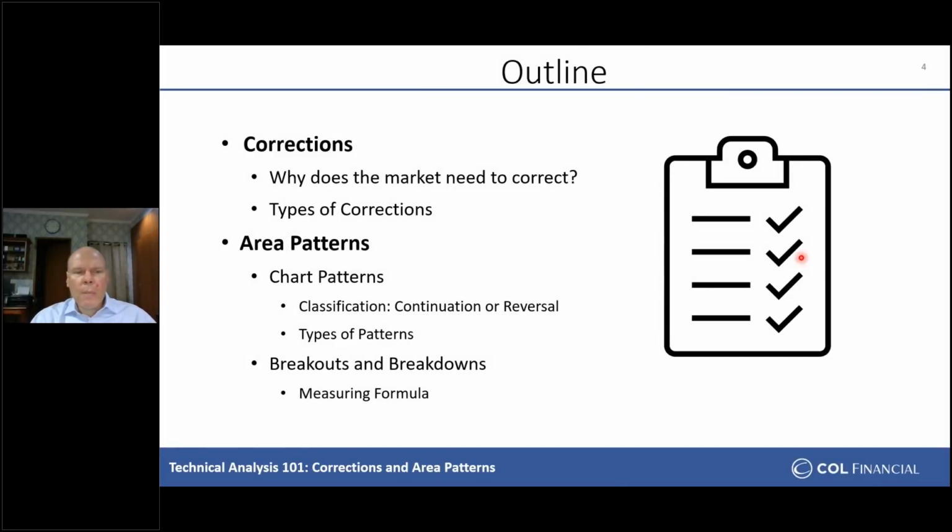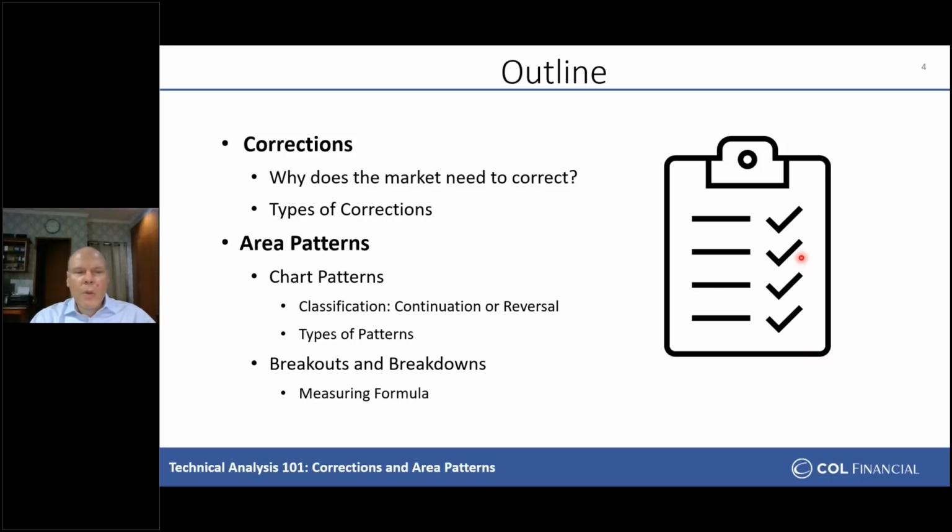So today we'll talk about two things: corrections and the area patterns. Now you might ask, what are corrections? Corrections are simply a pullback in price. And they pull back because the market needs to be able to fix something. We'll talk about that so you can better understand it. And there are different types of corrections, which we'll outline for you later.